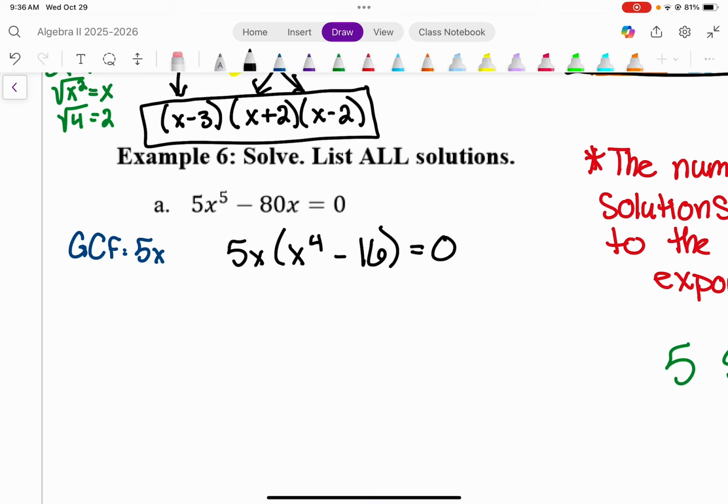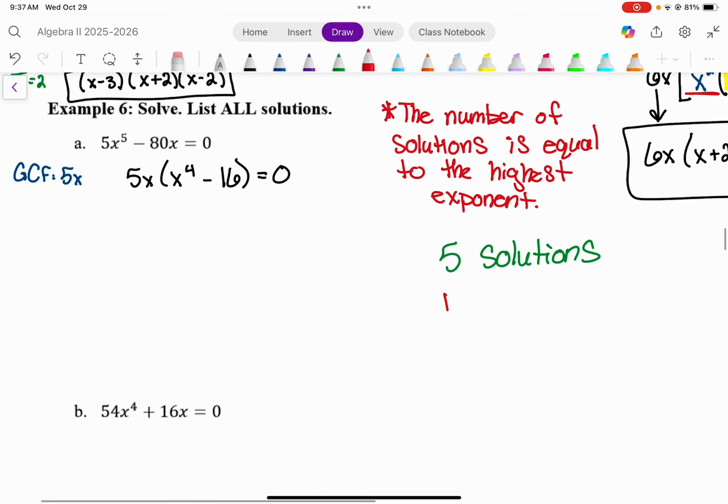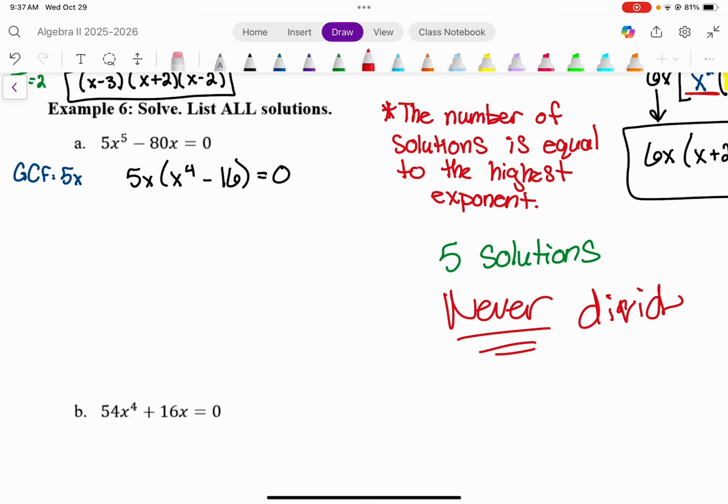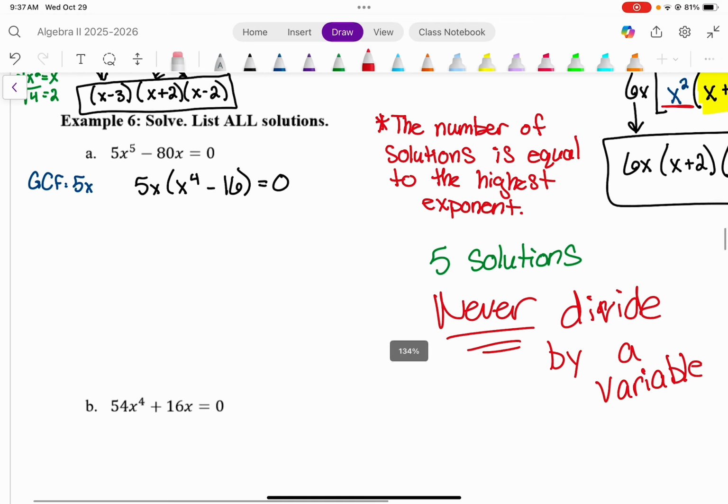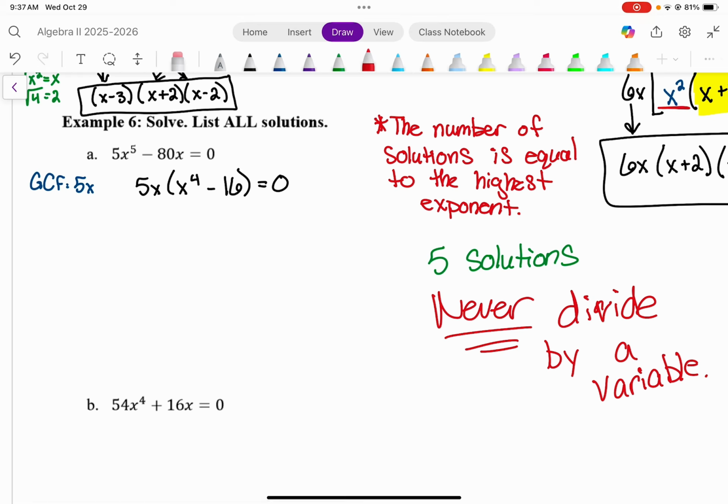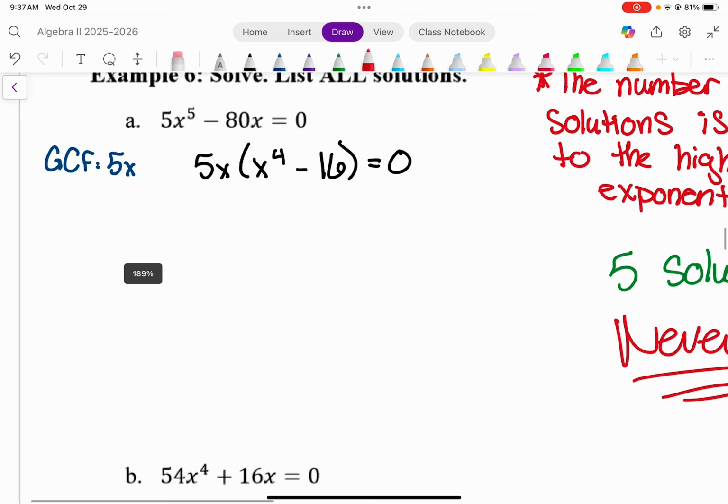Okay. When you are solving for these, another thing that's important is you never divide by a variable. If you divide by a variable, you are going to lose some of your answers for what x could equal or y equals in these problems. So never divide by a variable. I would just recommend leaving it there for now.